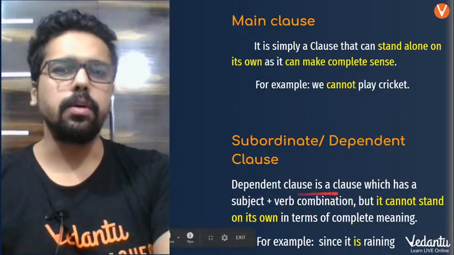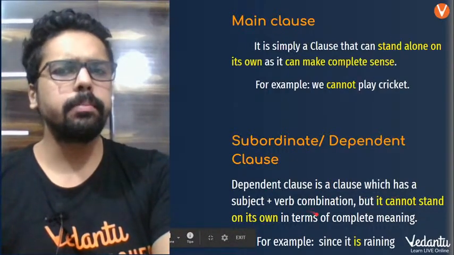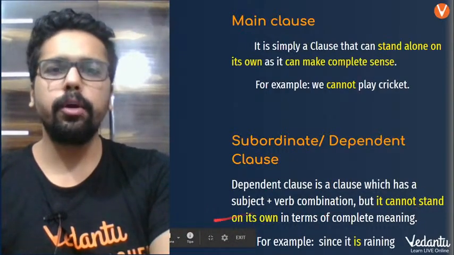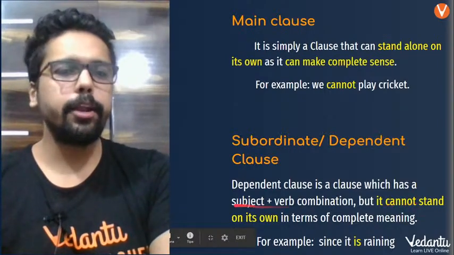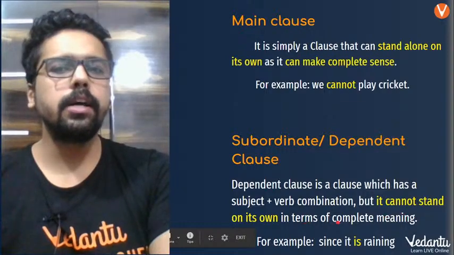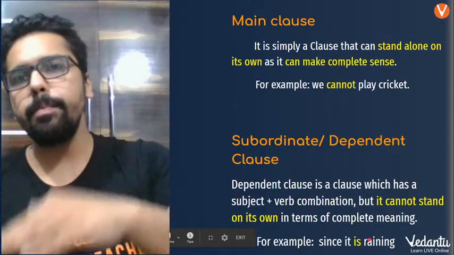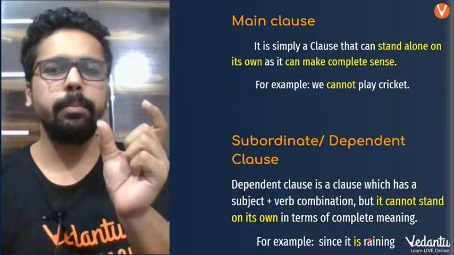But look at the subordinate clause. A dependent clause or subordinate clause is a clause which has a subject plus verb combination, but it cannot stand on its own. Look at the words which are highlighted in yellow. It cannot stand on its own in terms of complete meaning. That means it depends on the main clause to have complete meaning. It cannot have a complete meaning on its own.